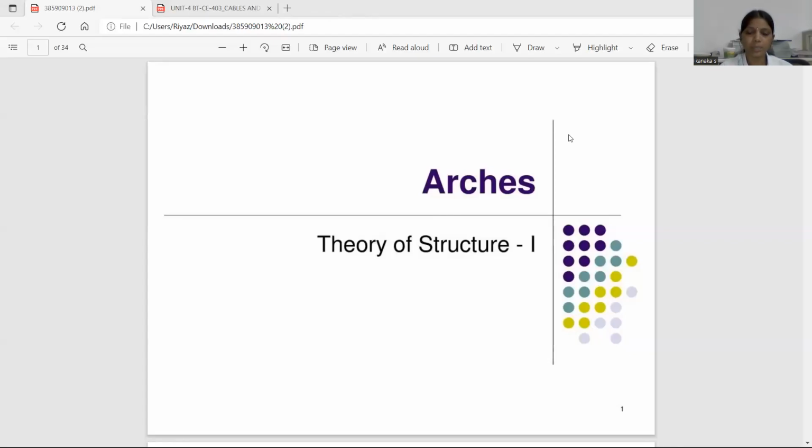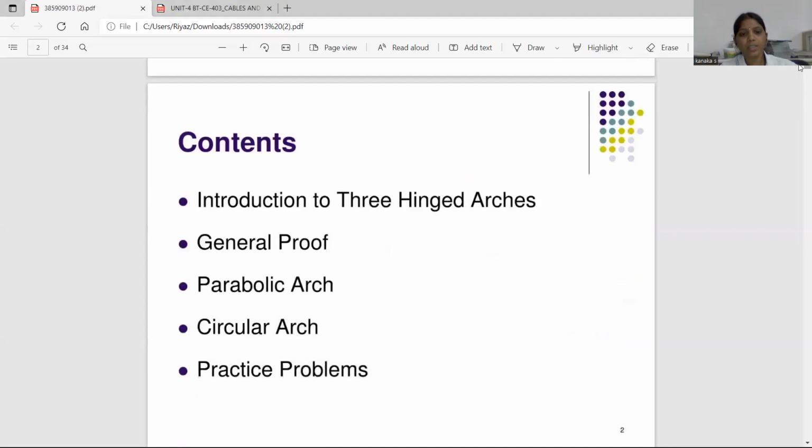Now we present the topic of arches. The arches topic covers three-hinged arches, general flow, parabolic arches, circular arches, and practical problems. So, this topic is covered in this section.